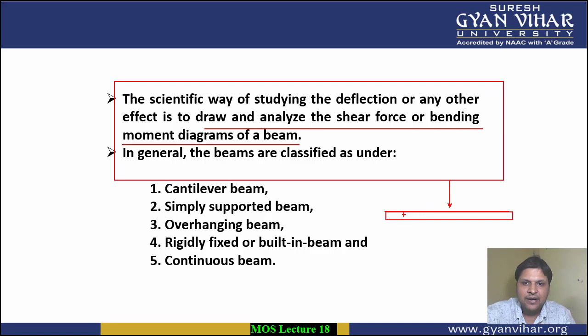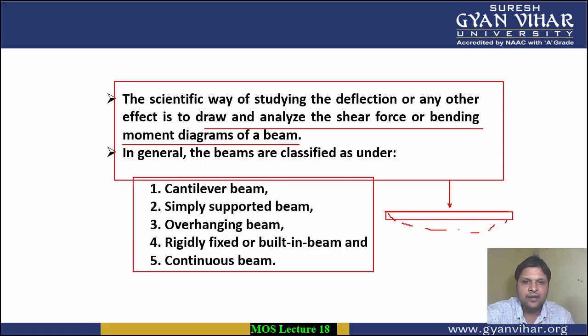All right, so the bending can be judged with the help of a shear force and a bending moment diagram. Now what are they? What is shear force and what is bending moment diagram? In general, we all know the different types of beams are classified in this way. First is the cantilever beam. A cantilever beam has support on only one side. Means if this is the cantilever beam, then it is supported only on one side.